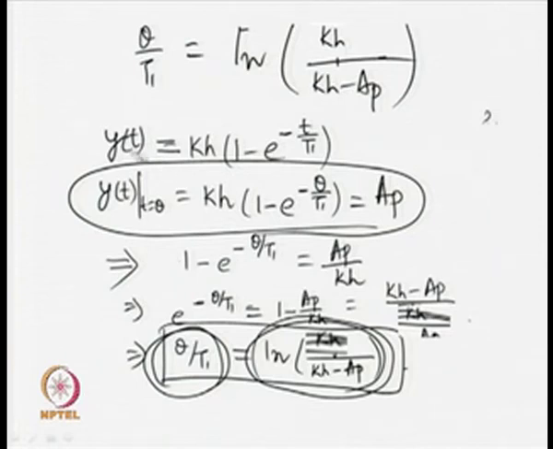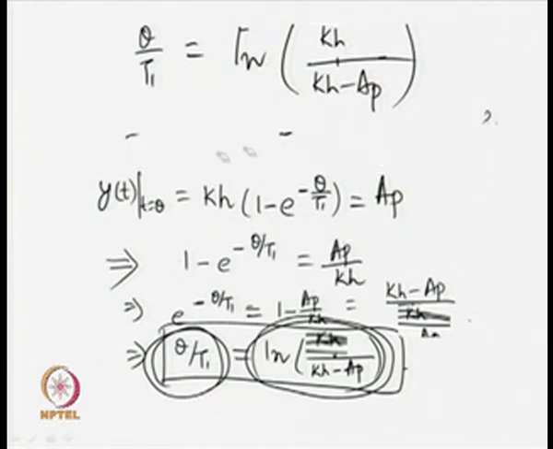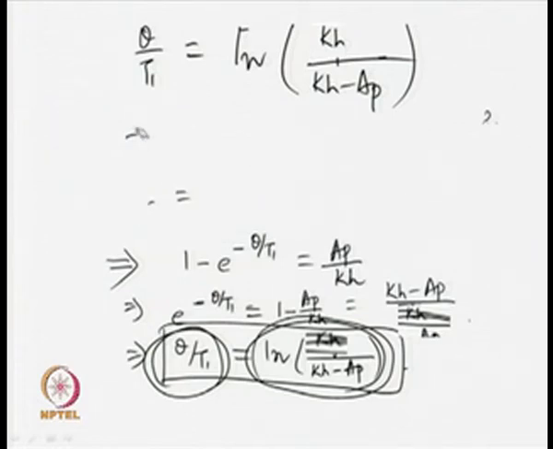What are known and what are unknown in this expression? The steady state gain of the system can be obtained by various methods, so K is often known, and h is set by the user.